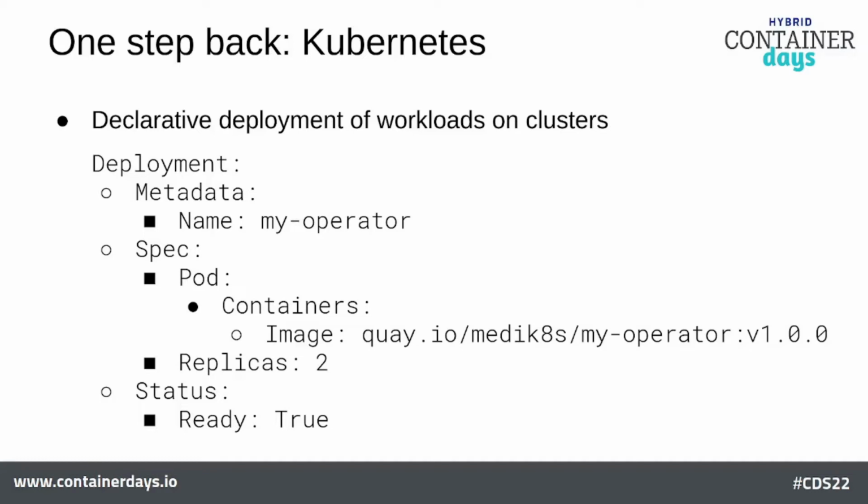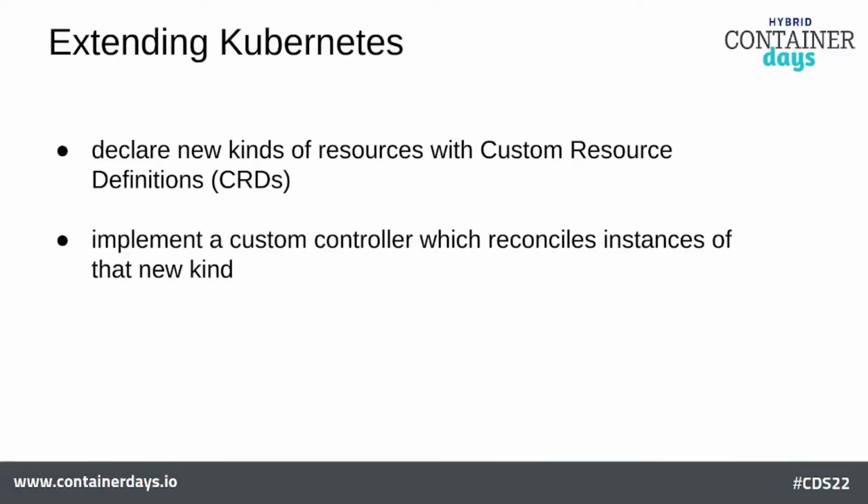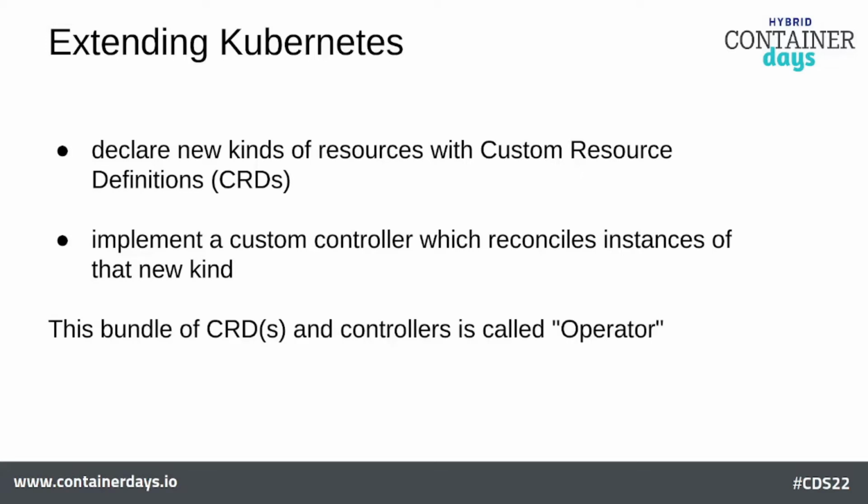Luckily, this is possible. You can declare your own new kinds with so-called custom resource definitions. They tell the cluster how the spec and status parts of your own kind have to look like. But CRDs alone would not do anything yet. You also have to implement your own controller, which reconciles instances of your custom type. For the database example, this controller would then create the deployment and configure network and storage automatically. This bundle of one or more CRDs and their controllers are called operators.